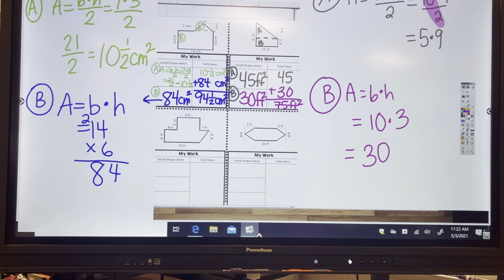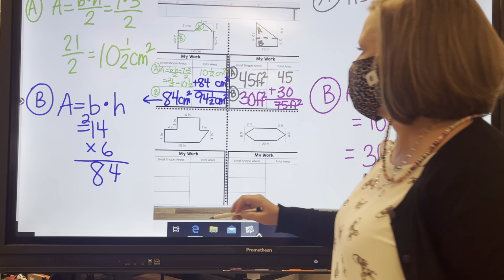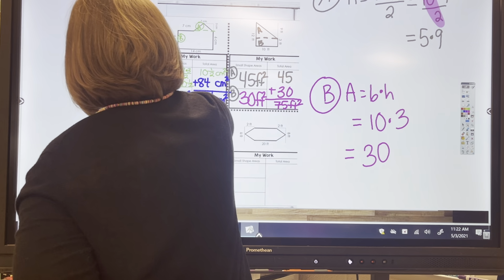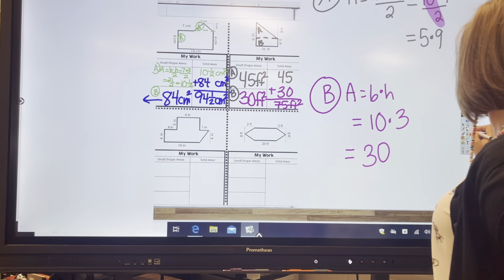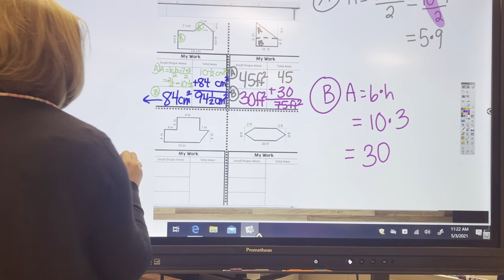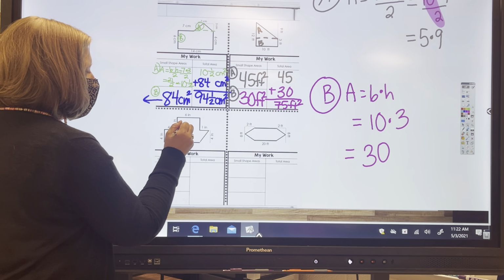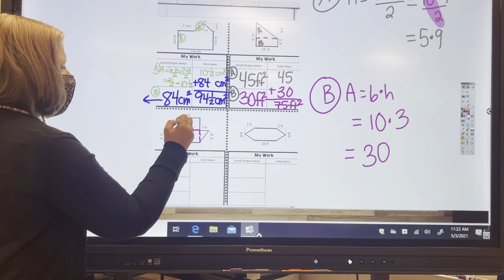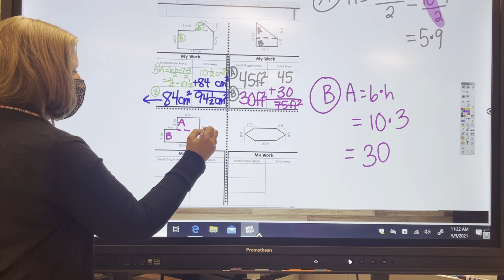All right, let's look at the one on the left, the bottom left, okay? Everybody look at the one on the bottom left. How many shapes are we going to have to break that one into? 3. We are going to do this one. I'm going to erase this work right here so I can write my work up there. Let's go this way and this way. And let's have A, B, C.